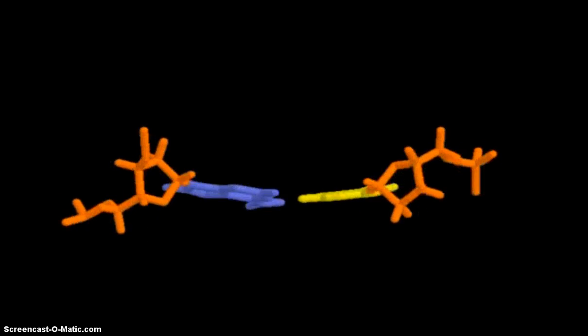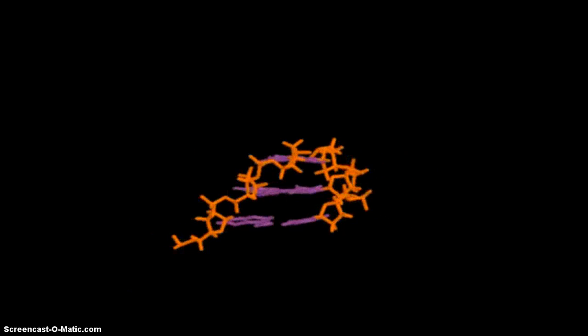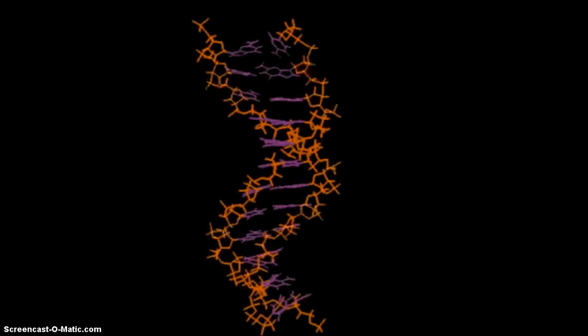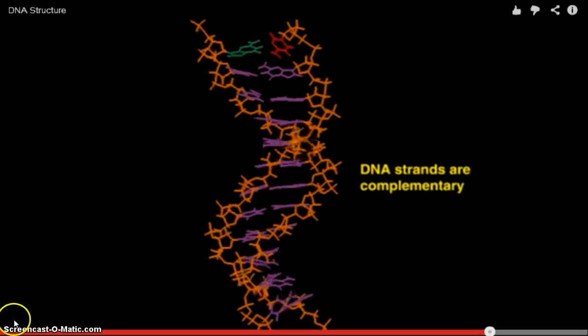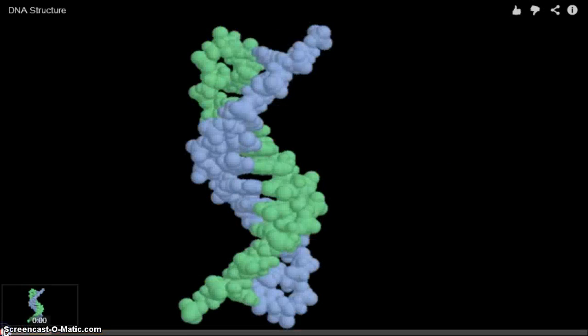The specificity of base pairing, that is C always pairing with G and A always pairing with T, ensures that the 2 strands are complementary. This is important for DNA replication, which we will get into at a later time.